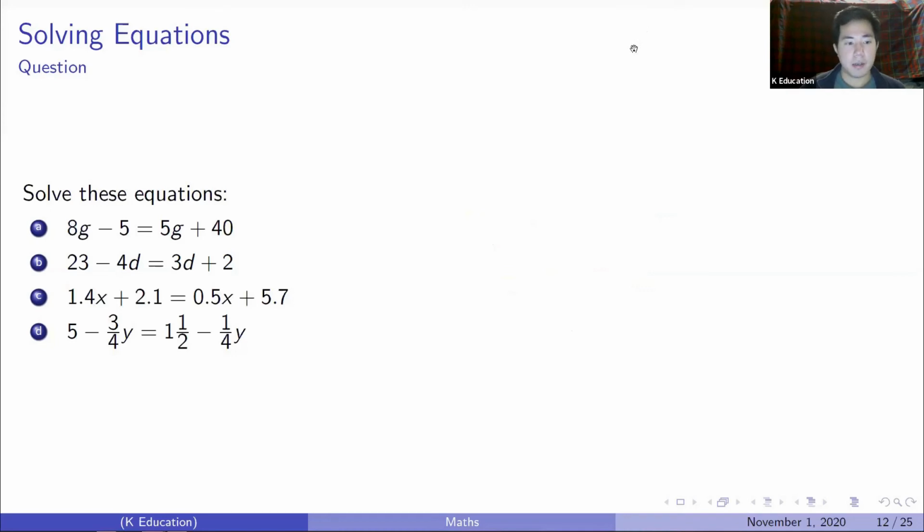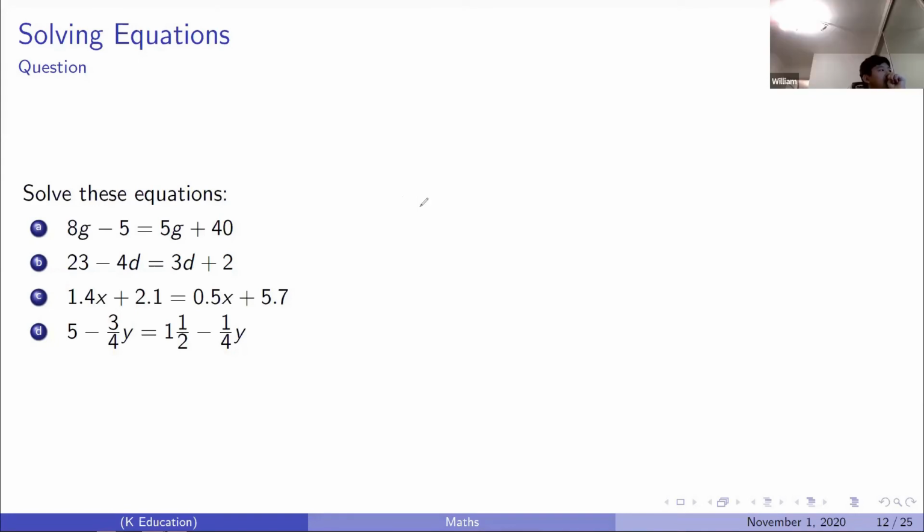Audrey, for part D, how do you do it? How do you find y? Okay, maybe she's gone. William, part D. For part D, I would add 3/4 of y to each side. So what does that leave me with on the left-hand side?